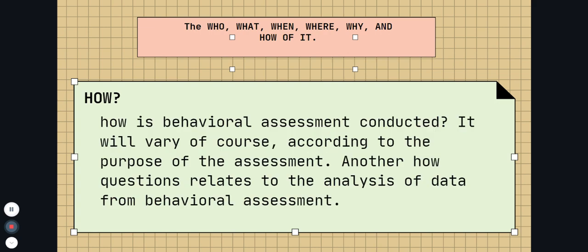So how is behavioral assessment conducted? It will vary, of course, according to the purpose of the assessment. Another how question relates to the analysis of data from behavioral assessment. In some situations, the only special equipment required will be a trained observer with pad and pencil. This requires a very observant person.